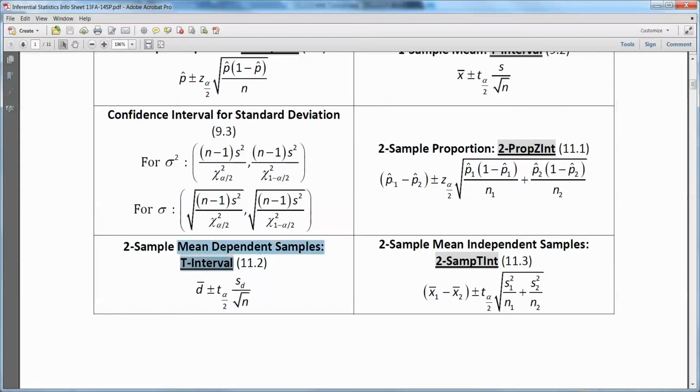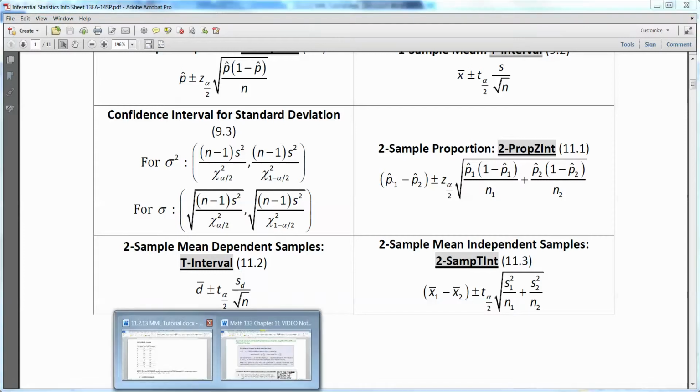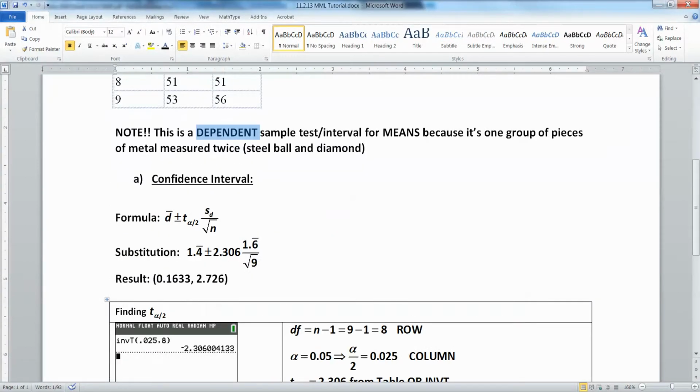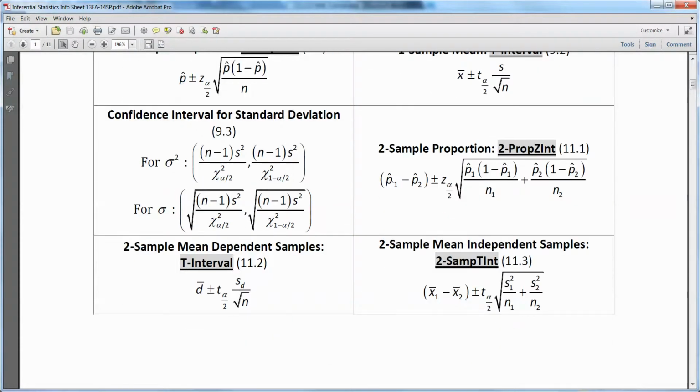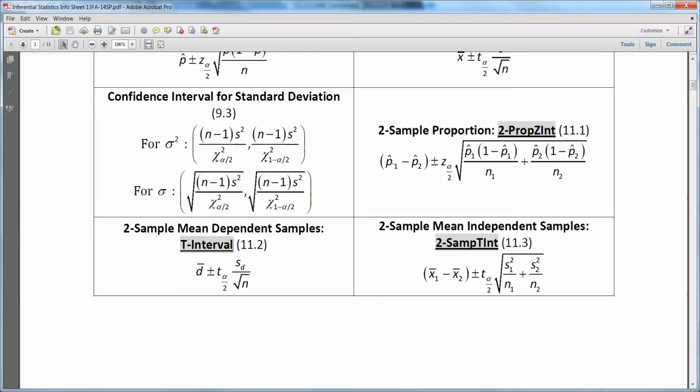It's the t-interval. So this is your formula, d bar plus or minus t alpha over 2 sd over the square root of n. All right, so when you do this by hand, that's what you're going to have to do. I'll ask for the formula, the substitution, and the result. So the formula is right there on that inferential statistics info sheet. It's d bar plus or minus t alpha over 2 sd over the square root of n. Don't forget that that info sheet is given to you on every exam. You don't really have to memorize that stuff.